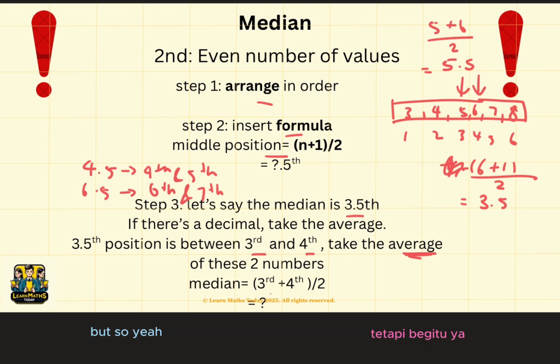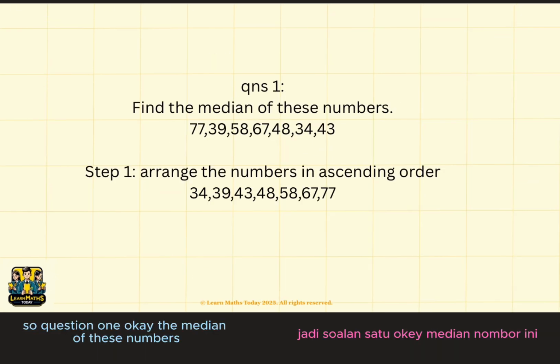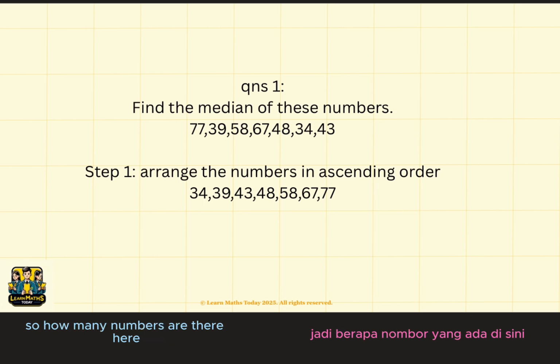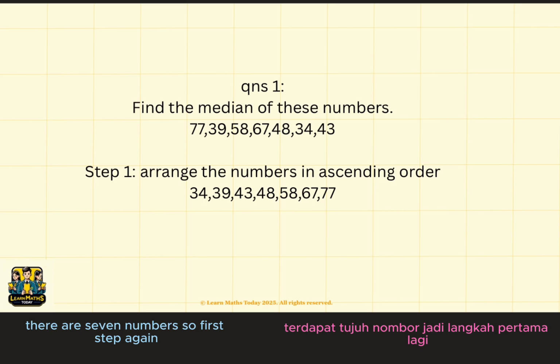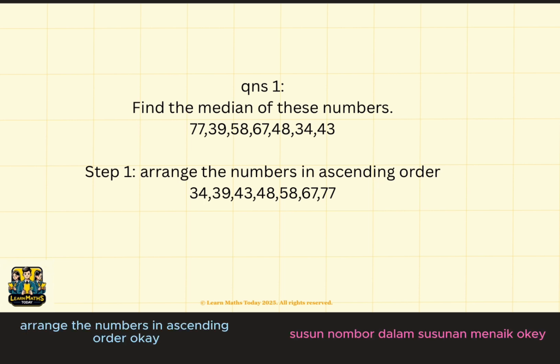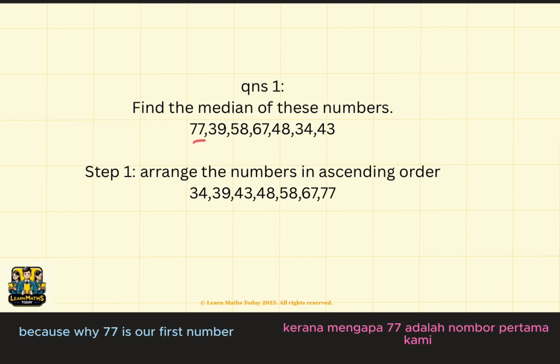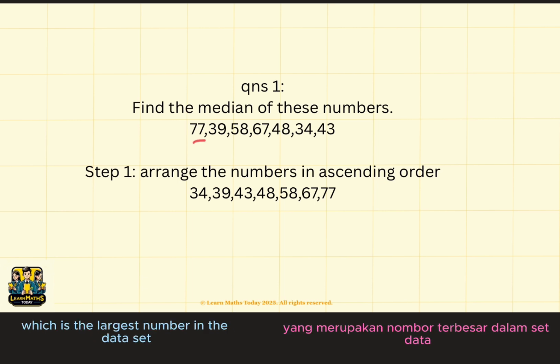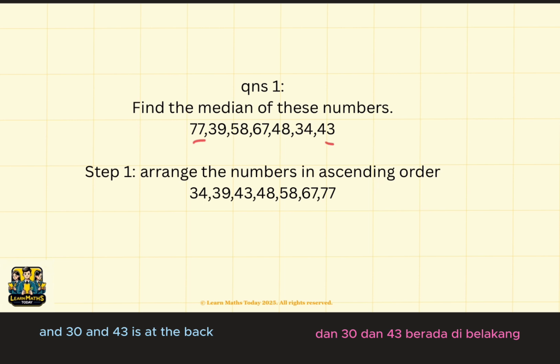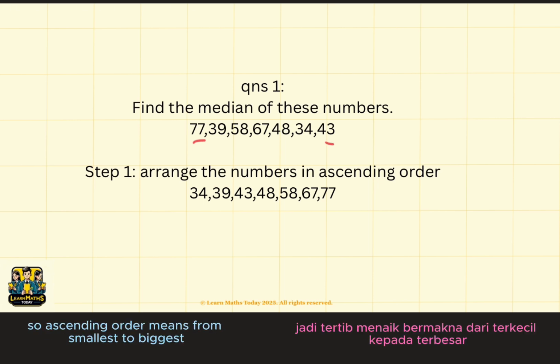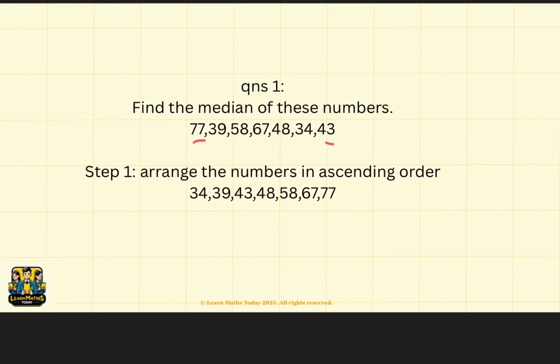Okay, so question 1, the median of these numbers. How many numbers are there here? There are 7 numbers. First step, again, arrange the numbers in ascending order. These numbers are certainly not in ascending order, because 77 is our first number, which is the largest number in the data set, and 43 is at the back. It's definitely not ascending. Ascending order means from smallest to biggest.